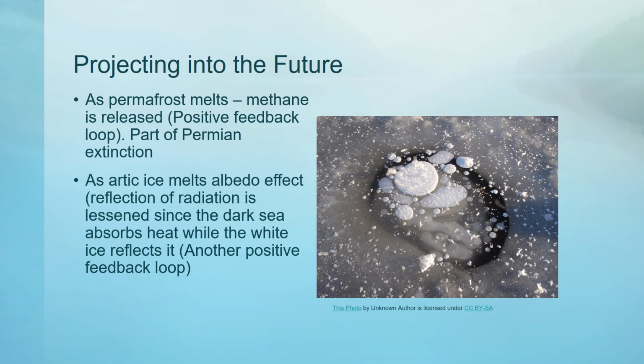As the Arctic ice melts, the albedo effect is lessened. That's the amount of reflection of radiation, which is lessened, since the dark sea absorbs heat while the white ice reflects it. Again, that's another positive feedback loop, and these things trigger faster. Feedback normally counteracts and keeps things within the system humming, but it's like a fever and things get out of control.